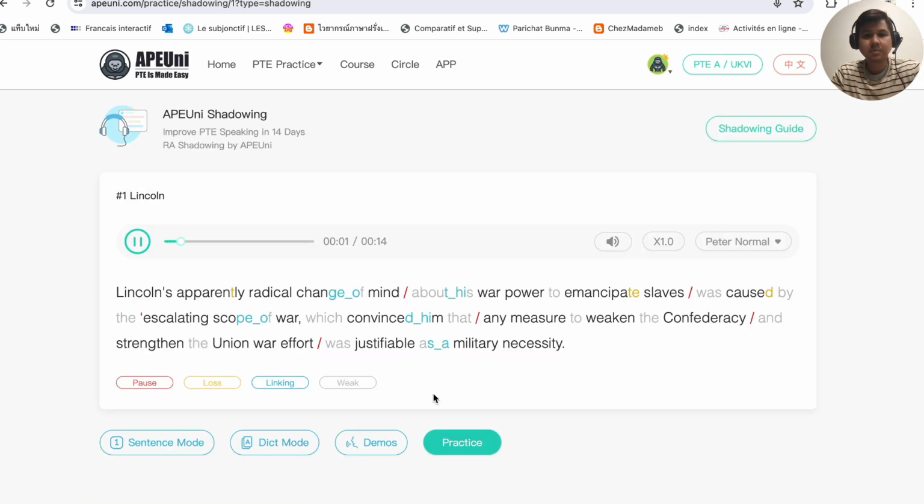Lincoln's apparently radical change of mind about his war power to emancipate slaves was caused by the escalating scope of war, which convinced him that any measure to weaken the Confederacy and strengthen the Union war effort was justifiable as a military necessity.